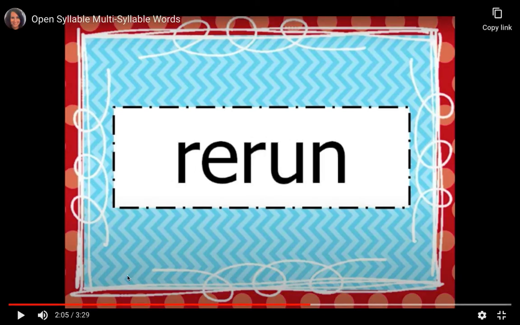Driver. Guys, I want you to notice that as she's saying words, the vowel is saying its name, which makes it an open syllable. So, rerun. E is saying his name. If it was rerun, then E would not say its name. So, because it does, rerun is an open syllable word.